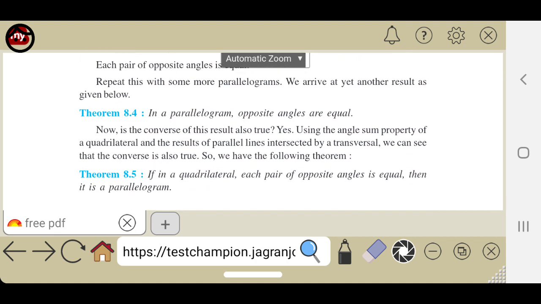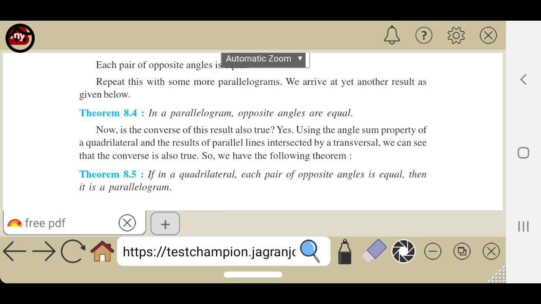Then, next theorem: in a parallelogram, opposite angles are equal. In a parallelogram, opposite angles are equal. No need to prove that one, dear children. We already studied that in a parallelogram, the diagonal divides the parallelogram into two congruent triangles. Two congruent triangles means corresponding angles are equal.